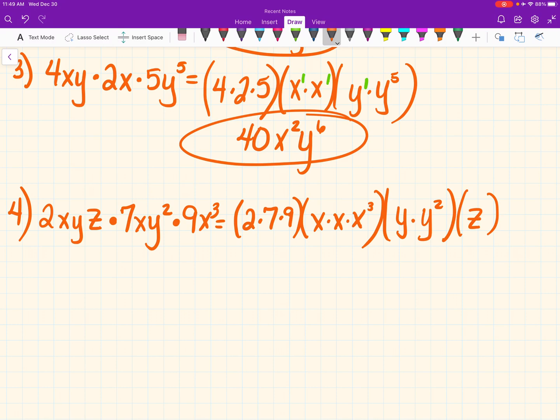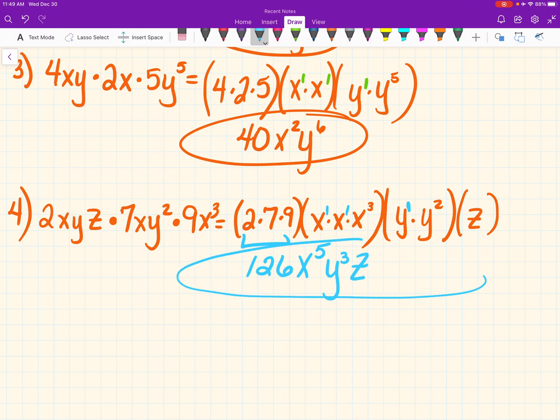And then I just follow through. 2 times 7 times 9. I used my calculator and got 126. Then I have the x's here, so this is 1, 2, and then 3 more, so that's x to the 5th. This one has a 1 on it, so that's y to the 3rd. And then my z doesn't have anything to combine with, so I just put my z. If you want to put a 1 on the z, you can. That's not wrong. Okay? All right, so that's rules of exponents when multiplying.